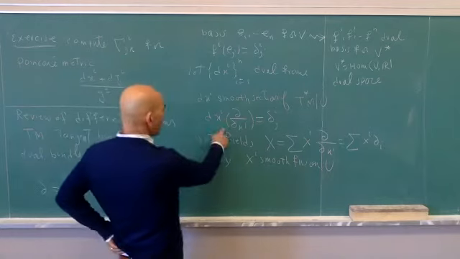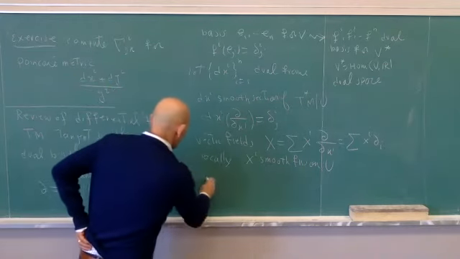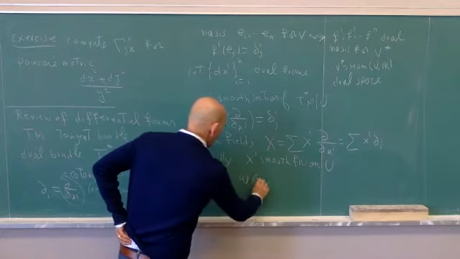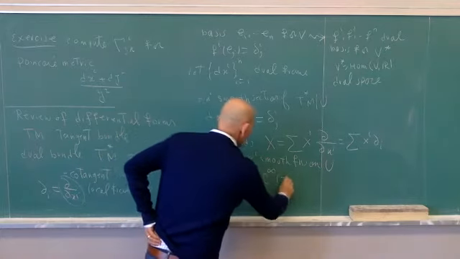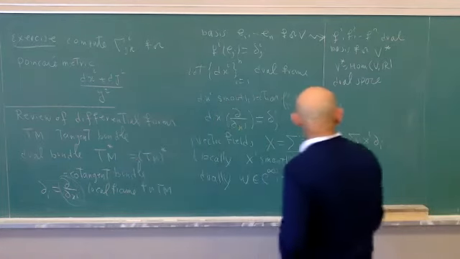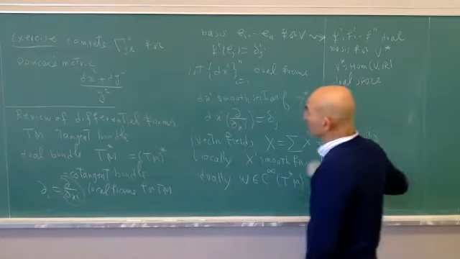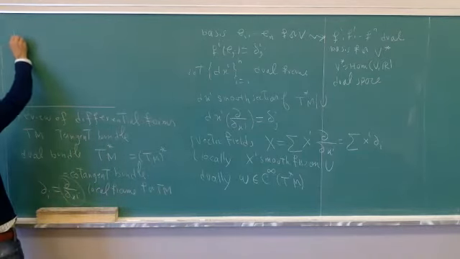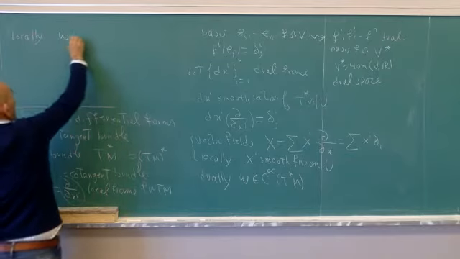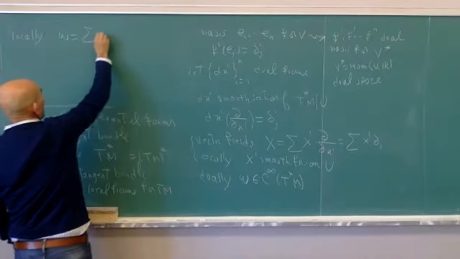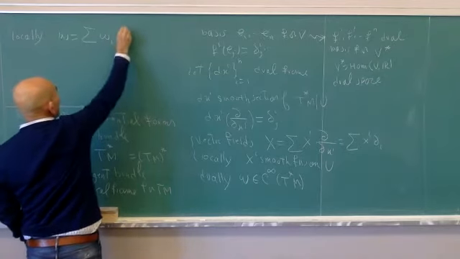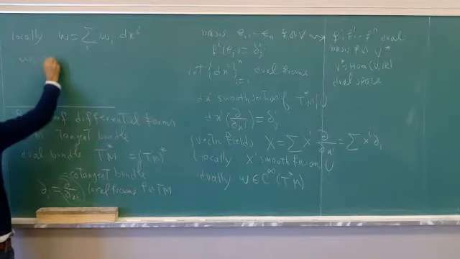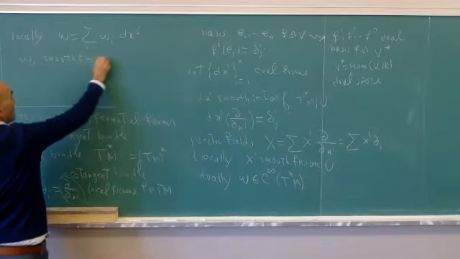And we can do the same for the smooth sections of the cotangent bundle. So dually, for omega belonging to C infinity of T star of N, we can certainly write omega, again locally, as the sum of omega_i dx_i, where the omega_i's are smooth functions again on U.